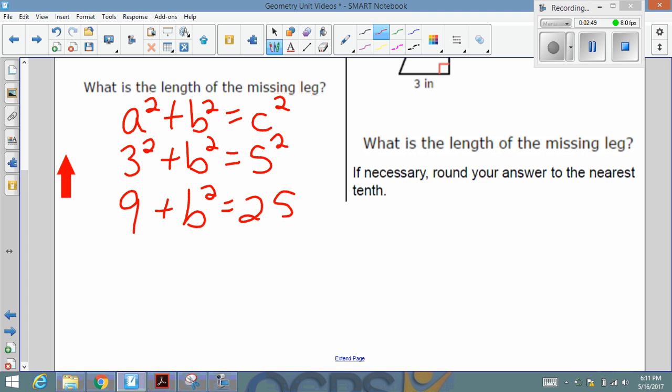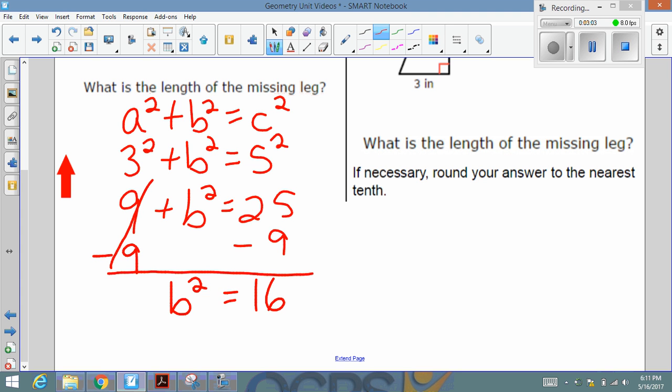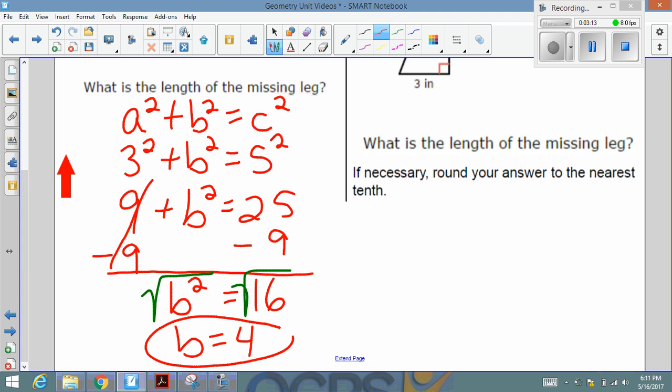I can't do my addition because they're not like terms. One's a variable, one's not. So I want to solve for my variable by using my inverses. So I'm going to subtract 9 from both sides. I get b squared equals 16. And I don't want b squared, I want b. So my final step is to take the square root. Normally I'd do plus or minus 4. But since this is length, the negative does not make sense.